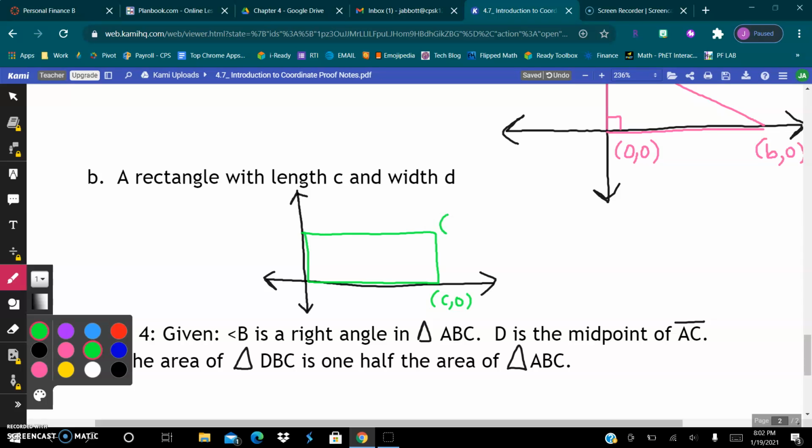This one we're going to go over C because it's in the same line there with that x coordinate, but we have to go up, and it says the width is D. So this would be C, D. This ordered pair here, of course, is 0, 0. And this one would be over 0 and up D, the width, whatever that would be.